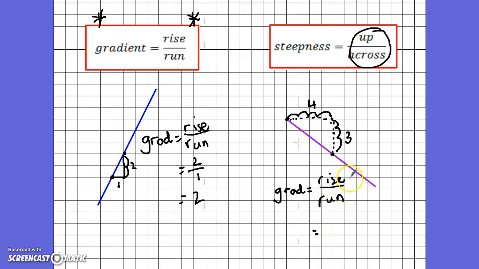Now my rise, I've actually going down 3 spots, so I'll put a negative 3. My run is 4. Negative 3/4 might be written as negative 0.75. Same thing.